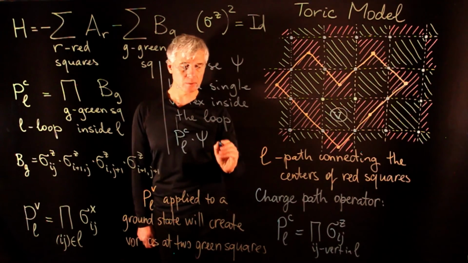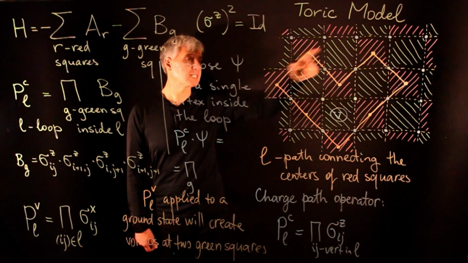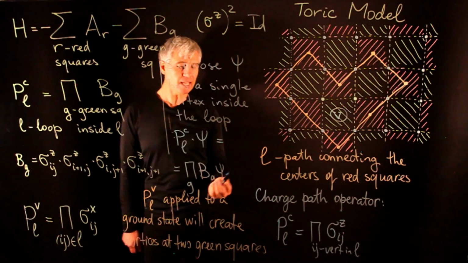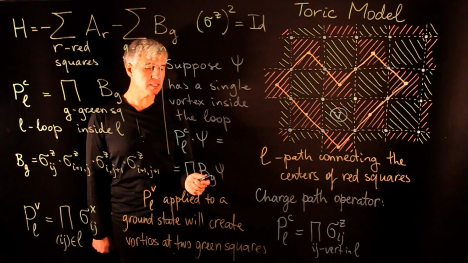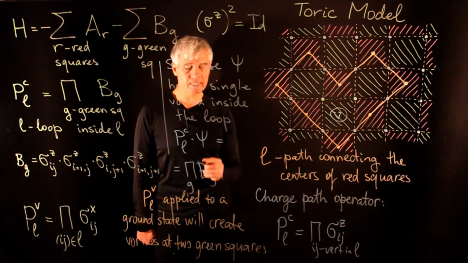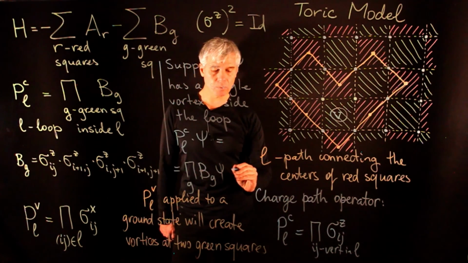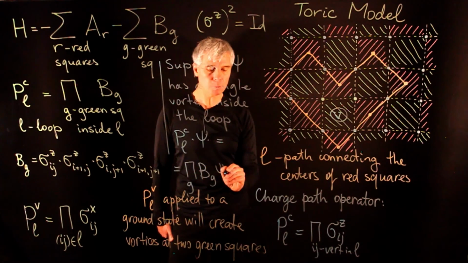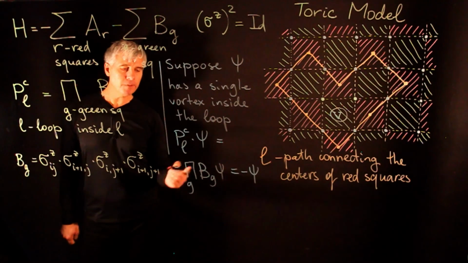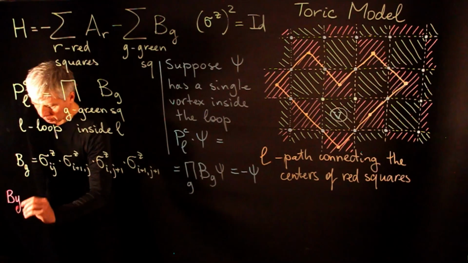Now, by this formula, this is the product over green squares inside the loop of BG operators. But the state has a single vortex. So this means that one of these factors will multiply this state by -1, whereas every other factor will have psi as a +1 eigenvector. And so what we see is that this product applied to psi, because of a single vortex, will give us -psi.